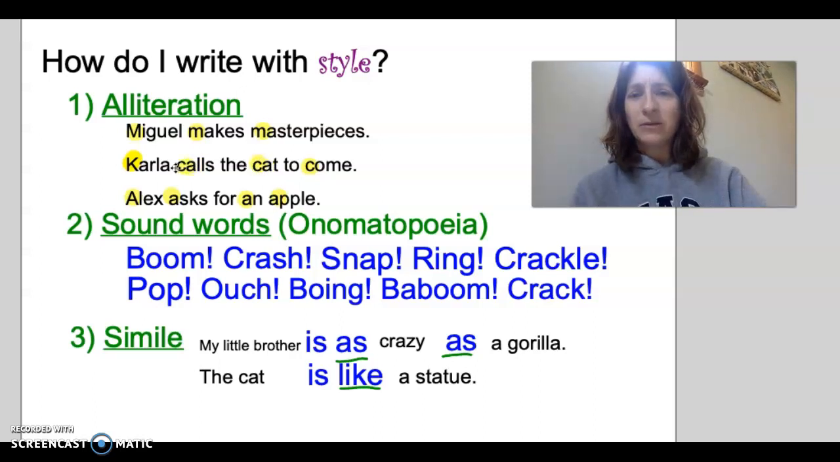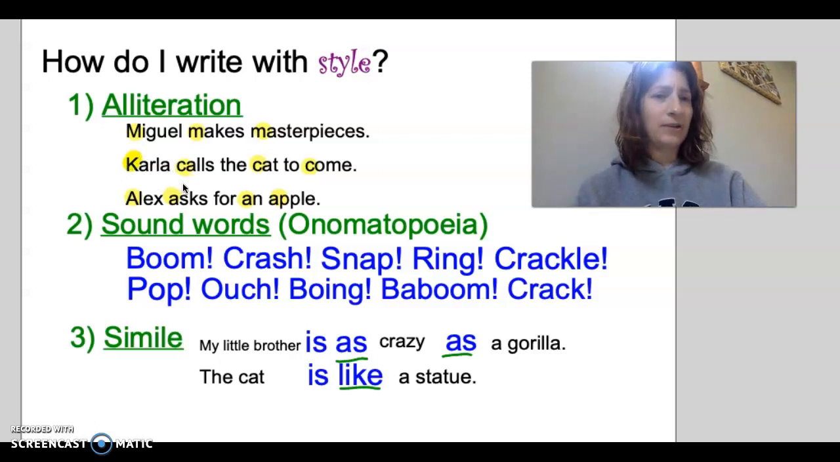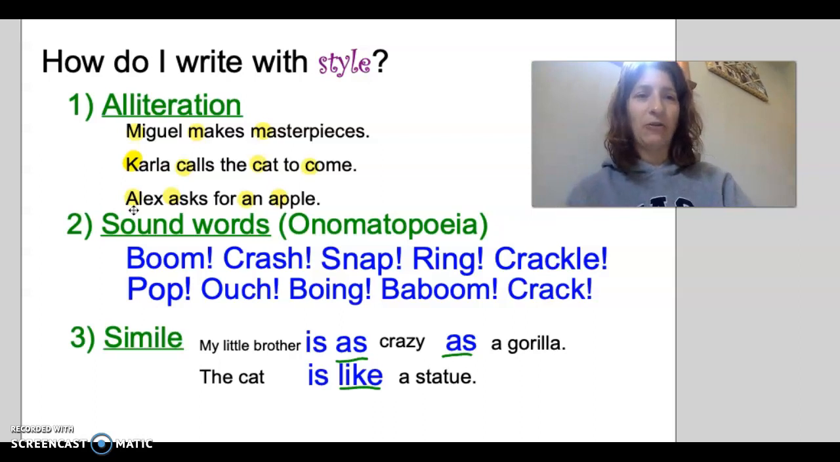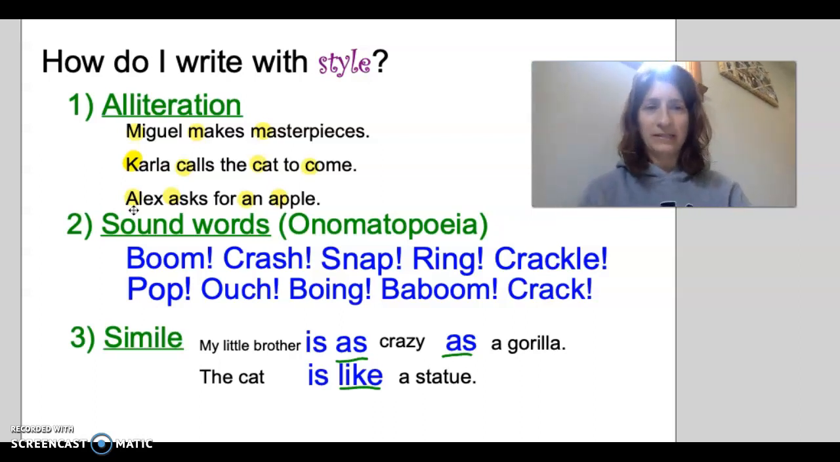So this one, you can see that the first letter isn't the same for each one, but the first sound is the same. Alliteration goes by sound. Carla calls the cat to come. Here's another one that has the same sound. Alex asks for an apple. Again, it has the same initial sound for a number of the words in the phrase or the sentence.